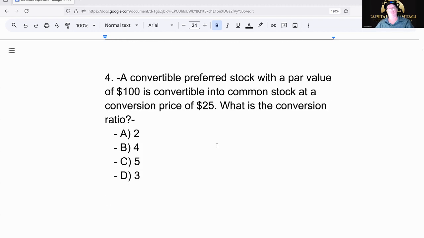Here we go. A convertible preferred stock with a par value of 100. Pay attention to that. The good thing is, even if it's a bond or a preferred, it's the same kind of numbers, so it's going to work out to 100 or 1,000. You'll get the same number, maybe a zero too. So here's preferred: 100 divided by 25 equals 4. That means we're getting 4 shares for every bond we convert.